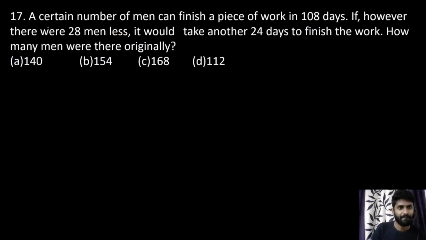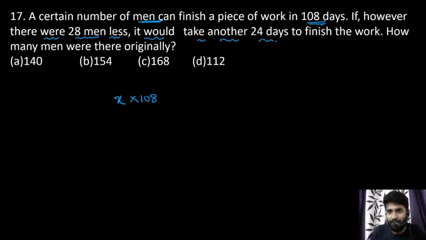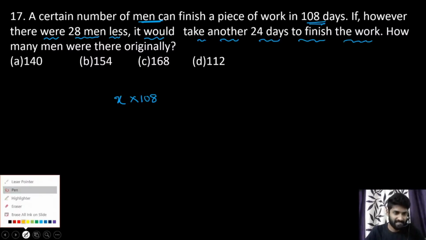Yes guys, next one, see. A certain number of men can finish a piece of work in 108 days. See, what is the meaning? A certain number of men, I just consider X. They completed the work in 108 days. Means the total work is equal to X into 108. If, however, there were 28 men less, it would take another 24 days to finish the work. So there is information. I will explain. Don't worry, guys.